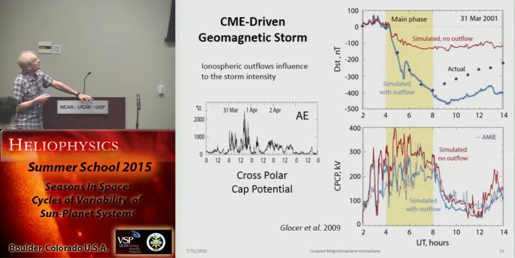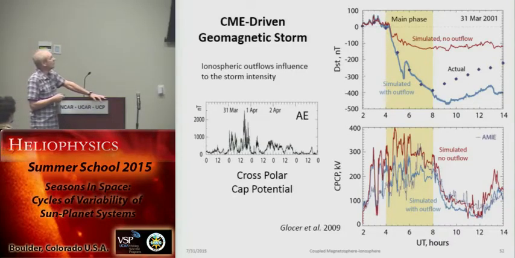These points right here, these diamonds, are the actual DST that you can get from Kyoto, from the website at Kyoto. You can go there and get it in less than 5 minutes for any given time interval, practically. The DST value. So this is what was actually measured. This is from a simulation by Alex Glocer in 2009 using the BATS-R-US global simulation code at the University of Michigan. I think they now prefer to call it the Space Weather Modeling Framework.